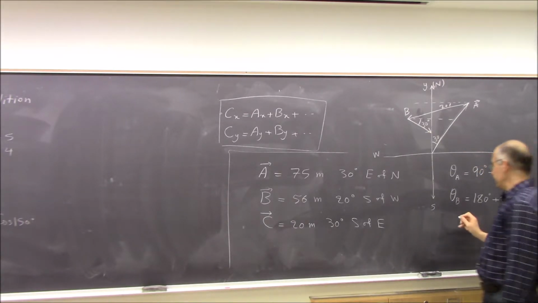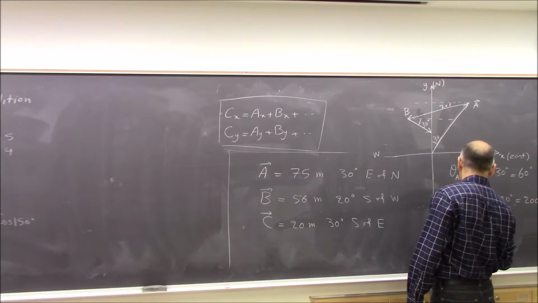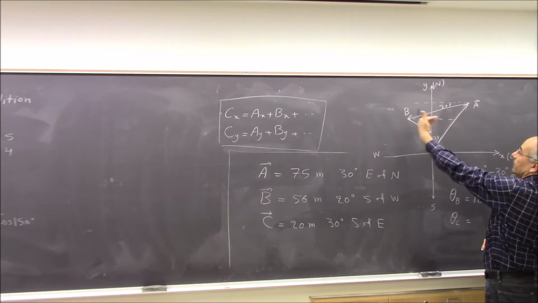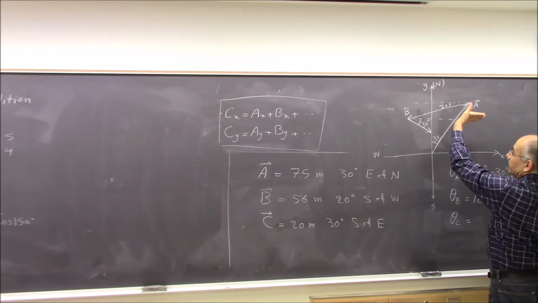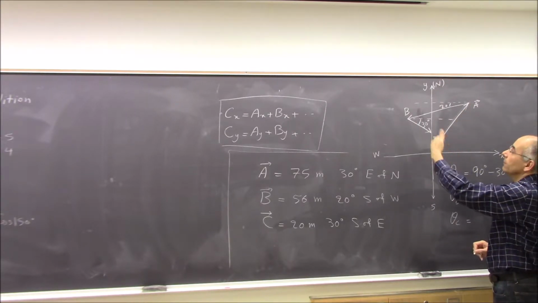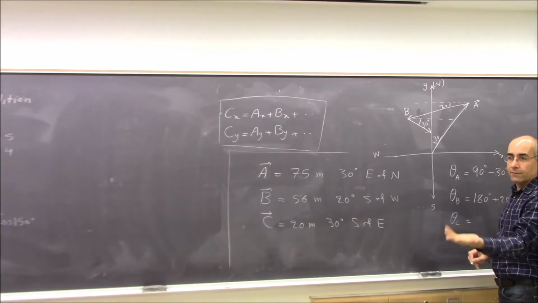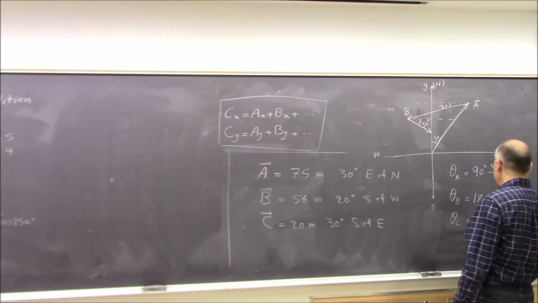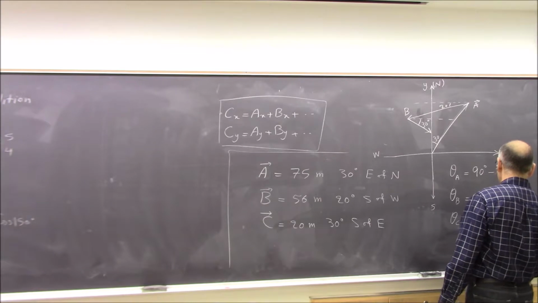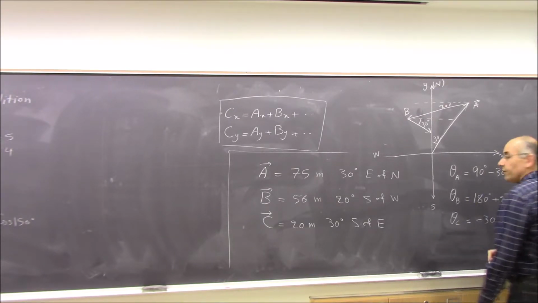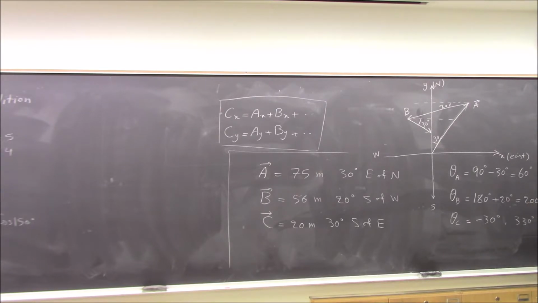And theta C? 330. You can say 270 plus 60, or 360 minus 30, or you can say just negative 30. If you go clockwise, you count negative. You can say negative 30 degrees or 330 degrees. Both of these would work the same way. So we use negative 30 degrees.